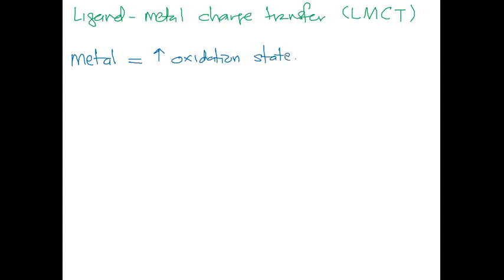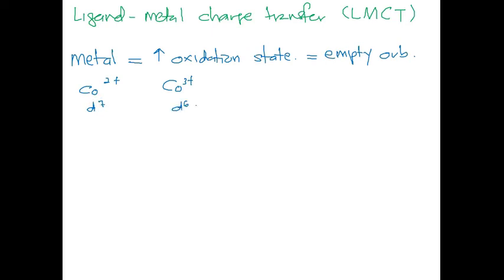So when the metal has a high oxidation state, it means that this metal will have empty orbitals. Okay, for example, macam tadilah, cobalt. Cobalt 2 plus and cobalt 3 plus. Cobalt 2 plus will be d7. Cobalt 3 plus will be d6.